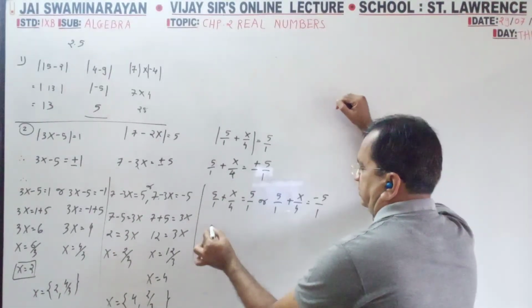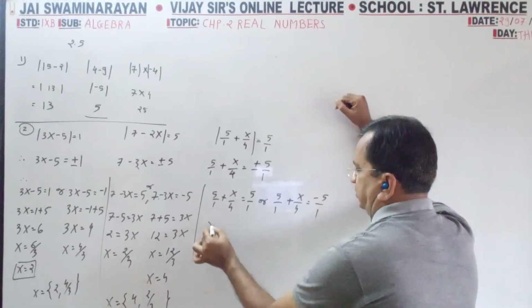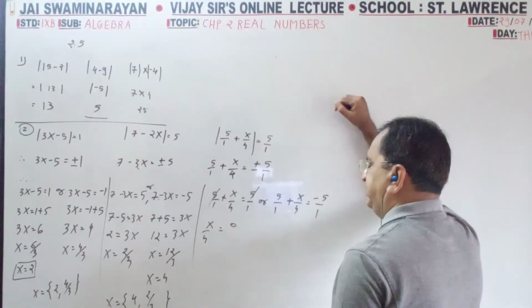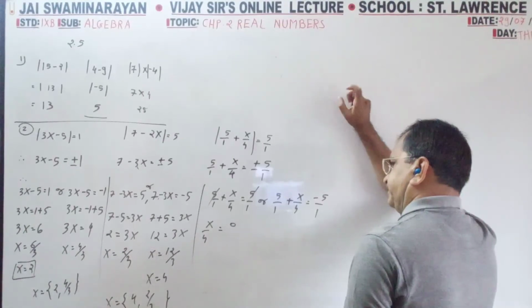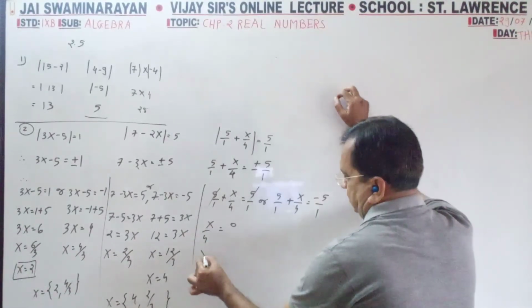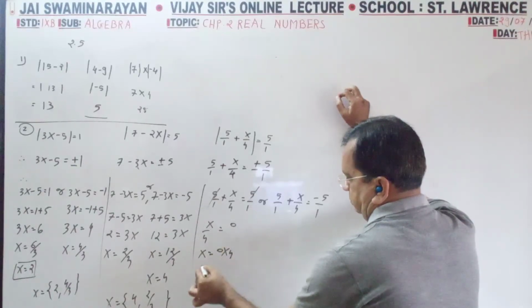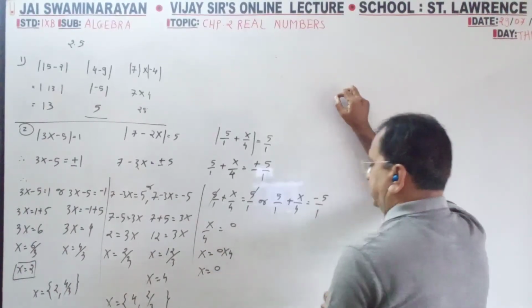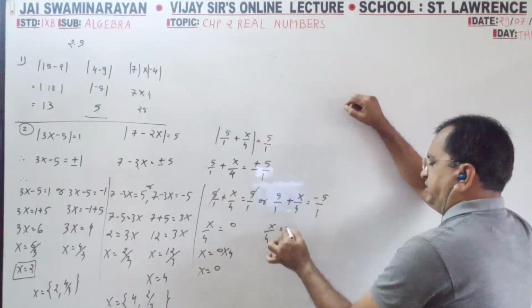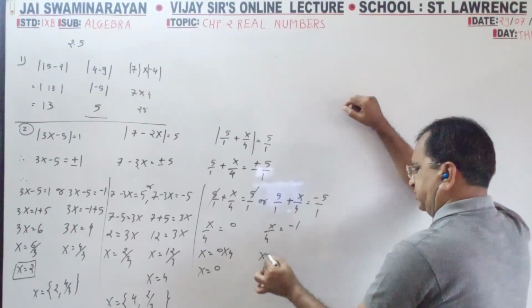The 5 will cut, so it is 0. This 5 cuts. First answer: 5 cuts, so x by 4 is equal to minus 1, cross product.